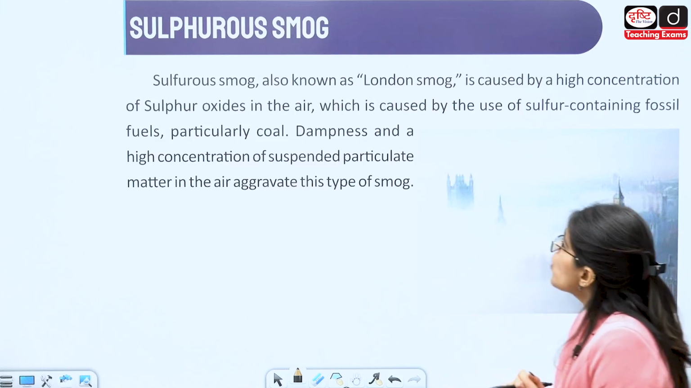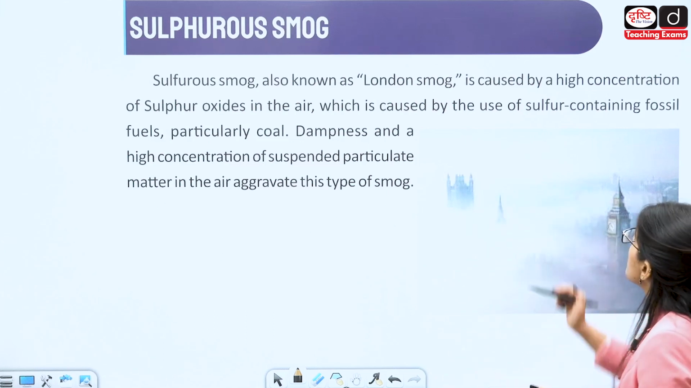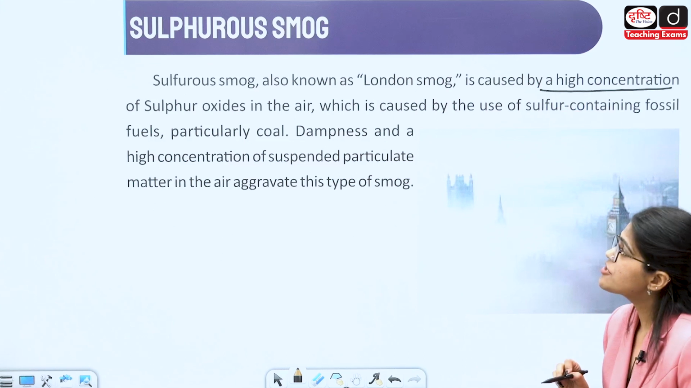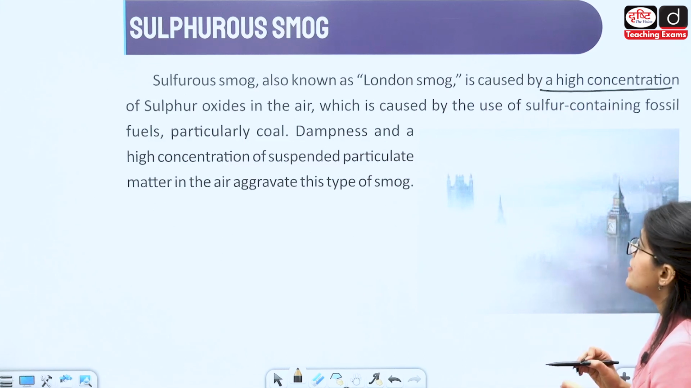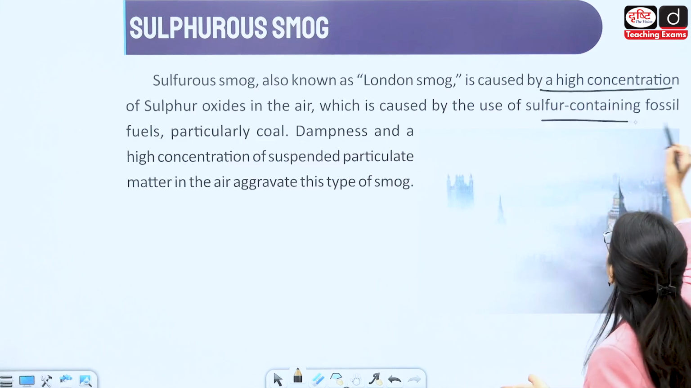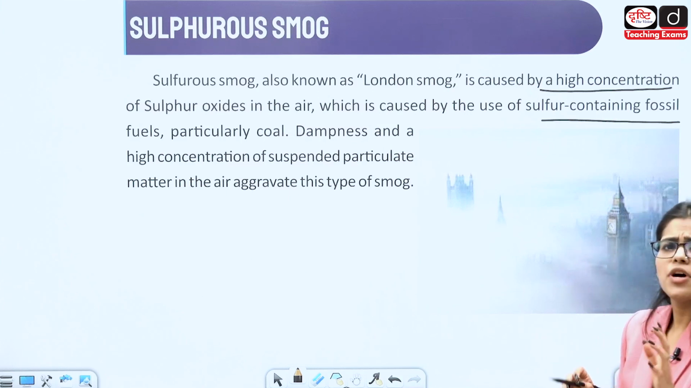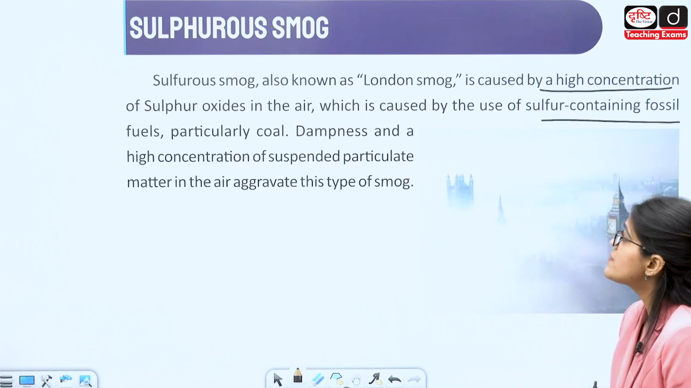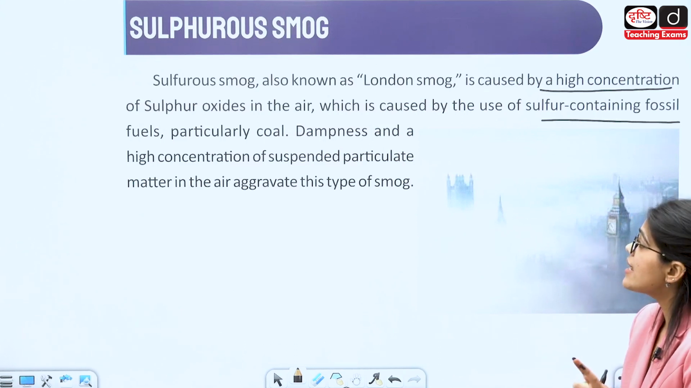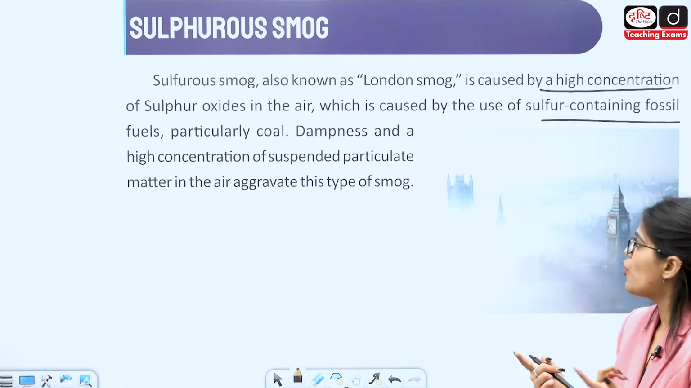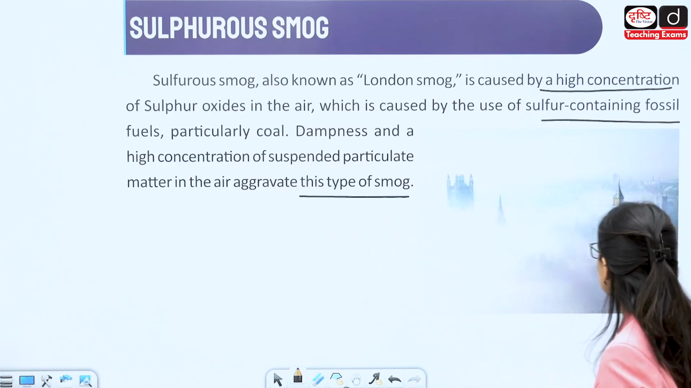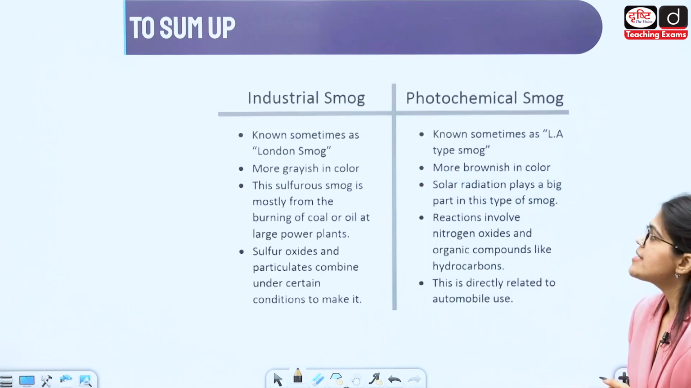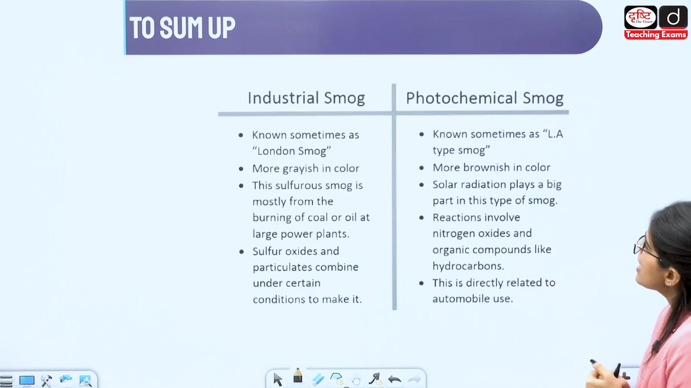Sulphurous smog is also known as London smog. It is caused by high concentration of sulfur oxides in the air, which is caused by the use of sulfur containing fossil fuels, particularly coal. Dampness and the high concentration of suspended particles in the air aggravate this type of smog. So, there is a distinction between these two types of smog.